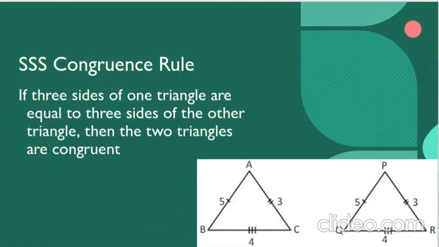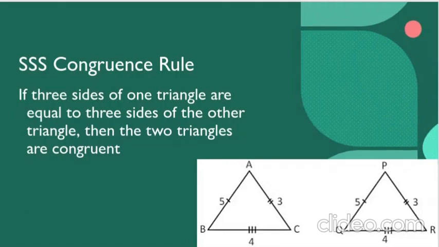First one is the SSS congruence rule. What does this SSS stand for? It stands for the side. When we talk about SSS rule, we are talking only about the sides. We are going to refer to the sides of the triangle. Now, what is the definition? And I'll explain you by figure also.